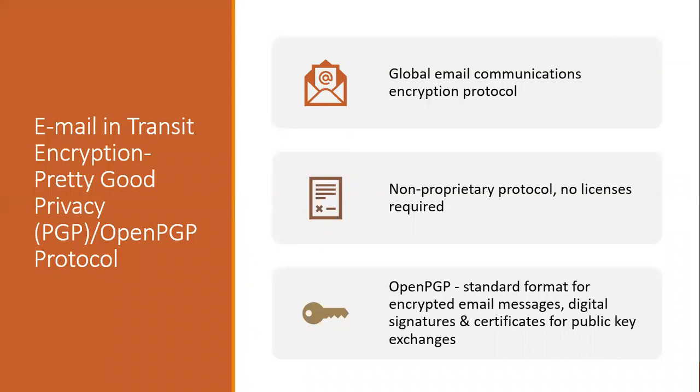What about email in transit? How do we actually secure emails when they're being sent? Well, we've got the OpenPGP protocol, Pretty Good Privacy protocol as well. Global email communications encryption protocol. No licenses are actually required for this, so you can download these. OpenPGP is the standard format for encrypted email messages, digital signatures, and certificates for public key exchanges for emails.